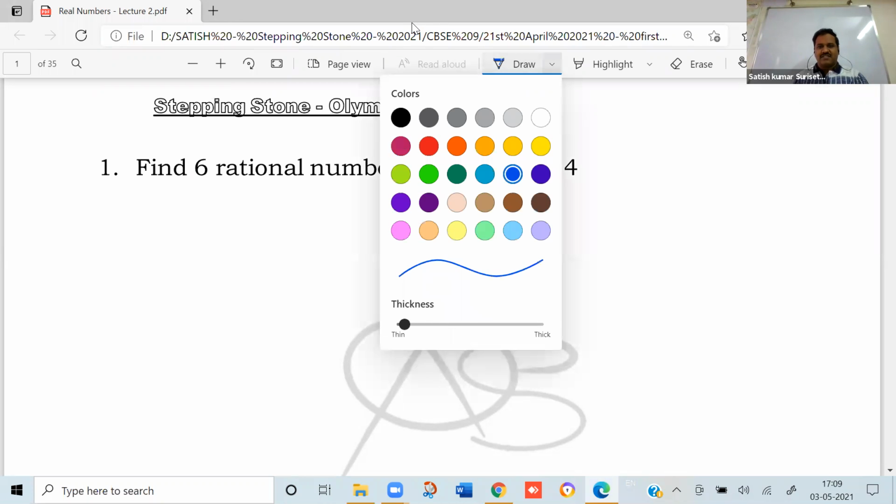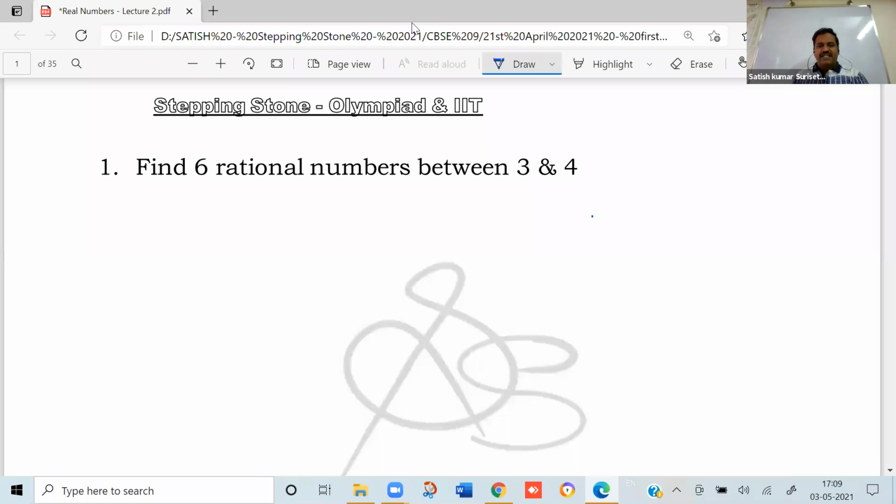One method is by taking the average of the numbers. The average of two numbers always lies between the given two numbers. Tell me, what is the average of 3 and 4? 3 plus 4 by 2, that means 7 by 2. So 7 by 2 always lies between them, that is 3 less than 7 by 2 less than 4. But this is only one rational number. How many rational numbers do we want? 6 rational numbers are required.